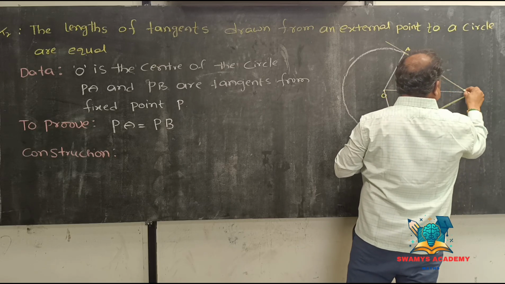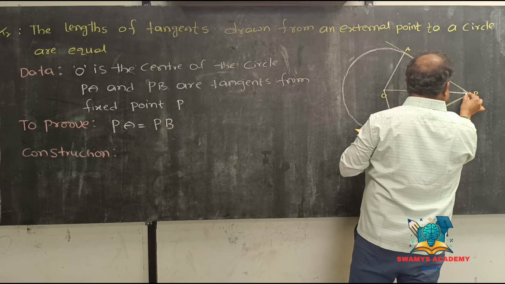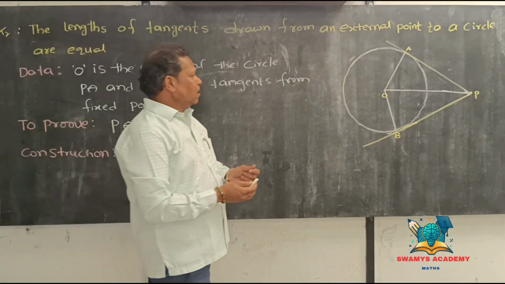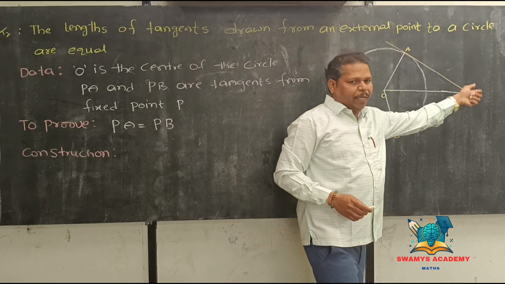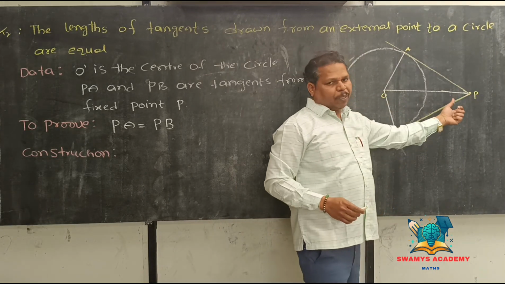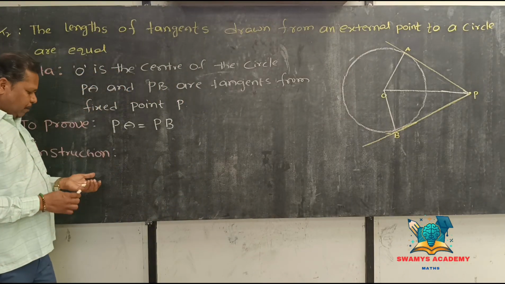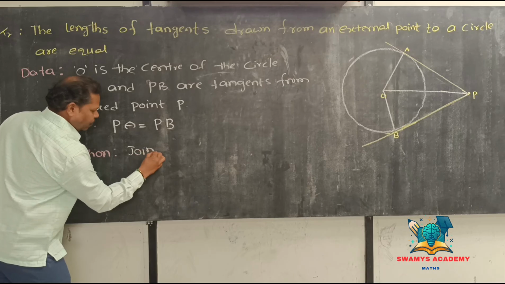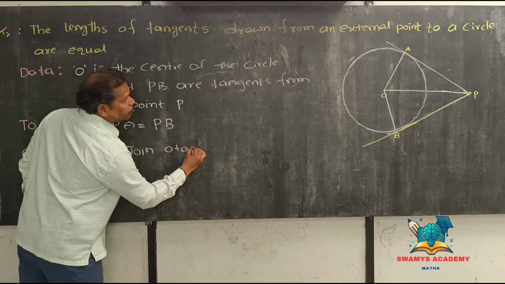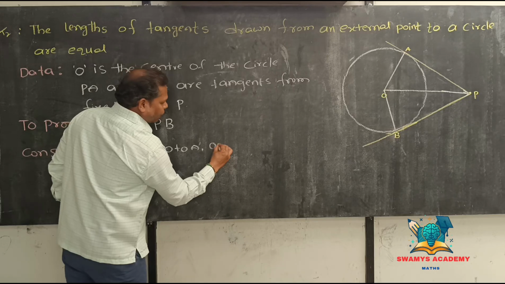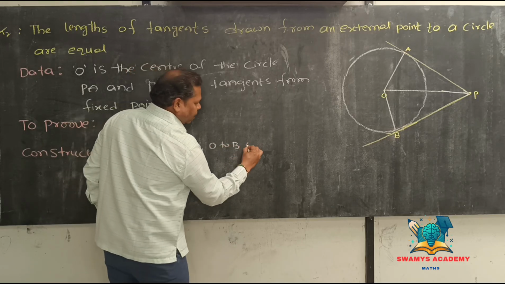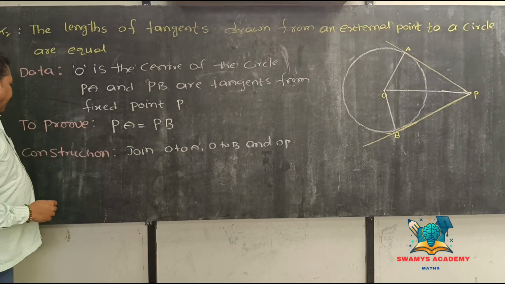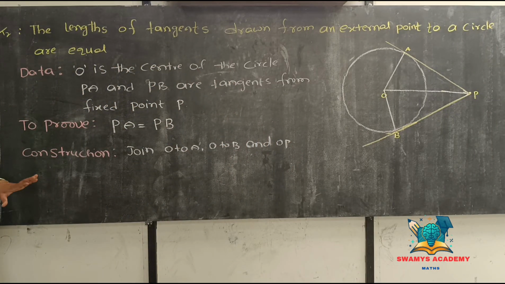So it forms two triangles: triangle OAP and another triangle OBP. That we need to write here in the construction. What we need to write is: join O to A, O to B and O to P. This is the construction. Next, what we need to do is the proof.